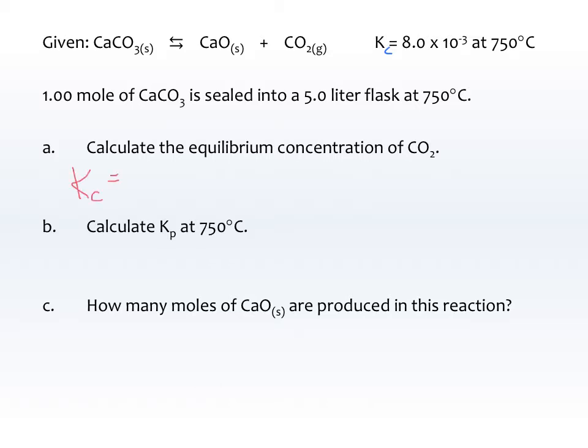So we're looking for products. In this case, the only product that's not a solid or a liquid is CO2. So bracket CO2, because I'm talking about the concentration of CO2. And then CaO I can ignore because it's a solid. CaCO3 I can ignore because it's a solid. So Kc is just equal to [CO2], and that's it.